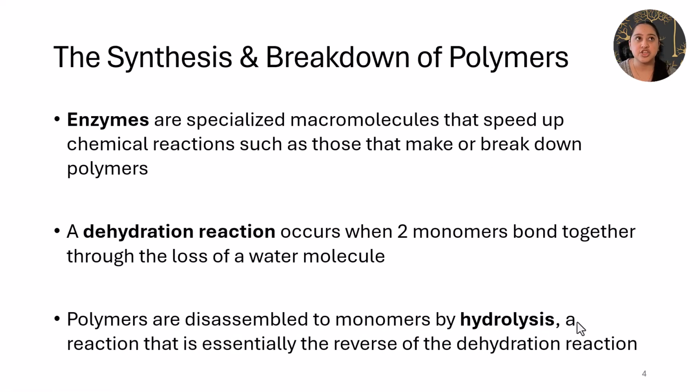So how do we make these huge macromolecules? Enzymes are specialized macromolecules that help speed up chemical reactions, like the ones that make or break down polymers. To join 2 monomers together to build a polymer, you have to connect one monomer to the next one. A reaction called a dehydration reaction occurs when those 2 monomers bond together through the loss of a water molecule. Let me move forward one slide to show you that.